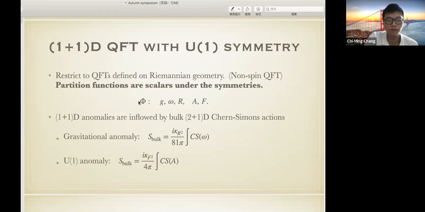In this case, the background fields I will consider are the metric, spin connection or curvature, and the U(1) gauge field and its field strength. By the inflow paradigm, the 1+1d anomalies are inflowed by the bulk 2+1d Chern-Simons action. For the gravitational anomaly, the 2+1d action is the gravitational Chern-Simons term, with the level identified with the anomaly coefficient, which I label by kappa R squared. For the pure U(1) anomaly, the bulk action is the U(1) Chern-Simons action, and the level is identified with the U(1) anomaly coefficient kappa F squared.